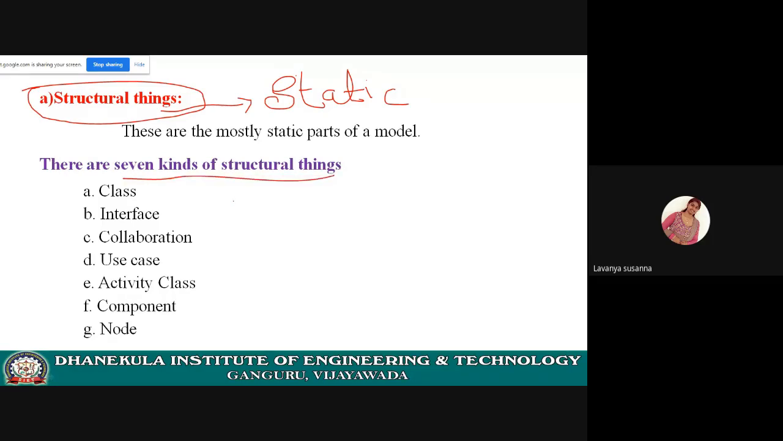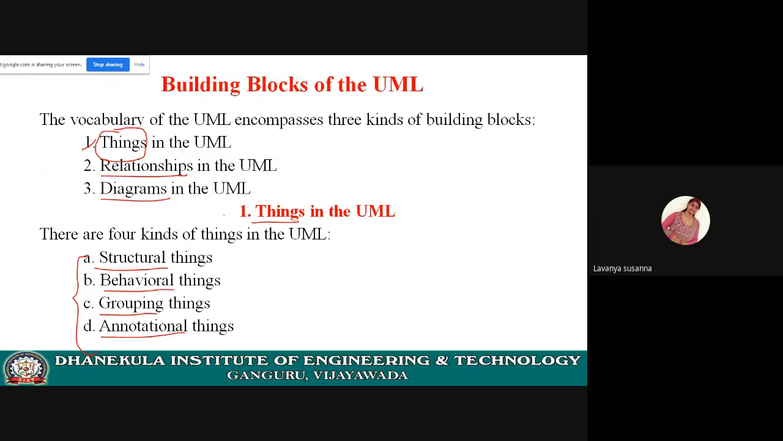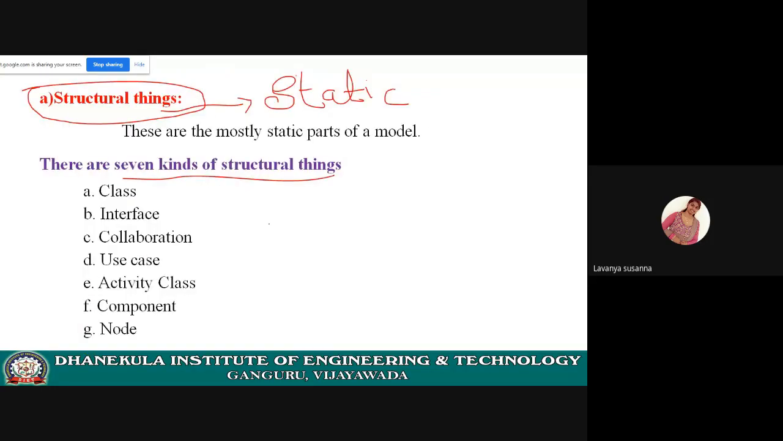You need to remember. Once again, see here, things. How many things are there? Four types of things are there: structural, behavioral, grouping, annotation. Let us see the structural. Again, in structural, there are seven kinds of structural things: class, interface, collaboration, use case, activity. These are all basics. Without understanding this, you cannot draw the UML diagrams. Please listen carefully. These are all basics.